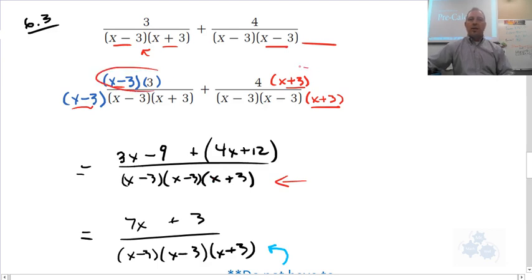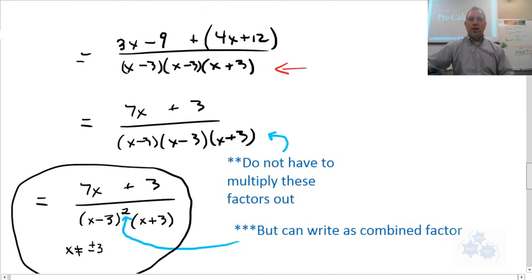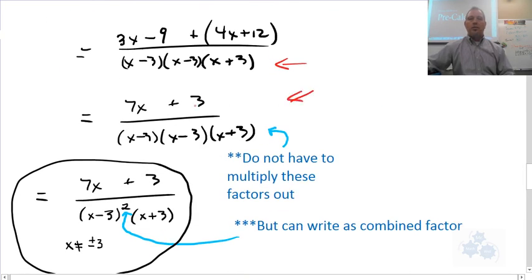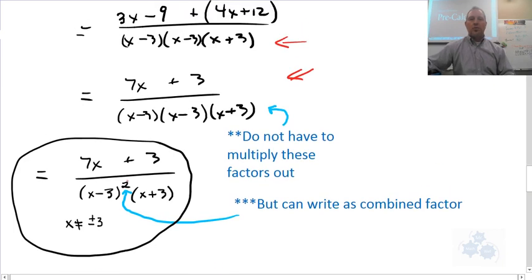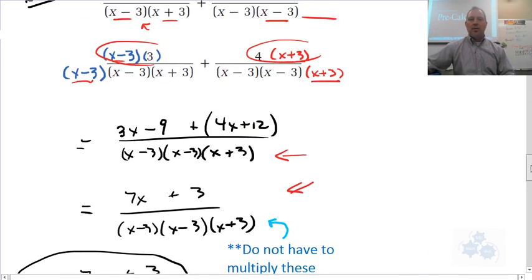Once you've expanded all this right here, then you can gather like terms, and this is your final solution now. You've got one term, and again, you do not have to multiply out the factors in the denominator, but you can show them as combined factors. So this is the answer to this one right here.